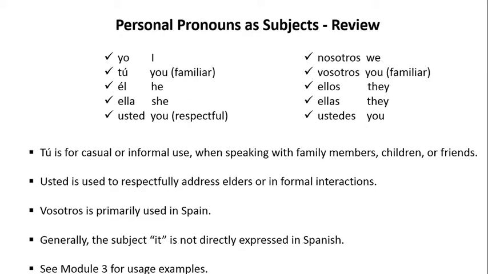By way of review, we're going to review here personal pronouns as subjects. Yo is I, tú is you in a familiar sense, él is he, ella is she, usted is the respectful you, nosotros is we, vosotros is the familiar you in the plural sense, ellos is they, ellas is they, ustedes is you in a plural. Tú is for casual or informal use when speaking with family members, children, or friends. Usted is used to respectfully address elders or in formal interactions. Vosotros is primarily used in Spain. Generally, the subject it is not directly expressed in Spanish. Please see Module 3 for usage examples.